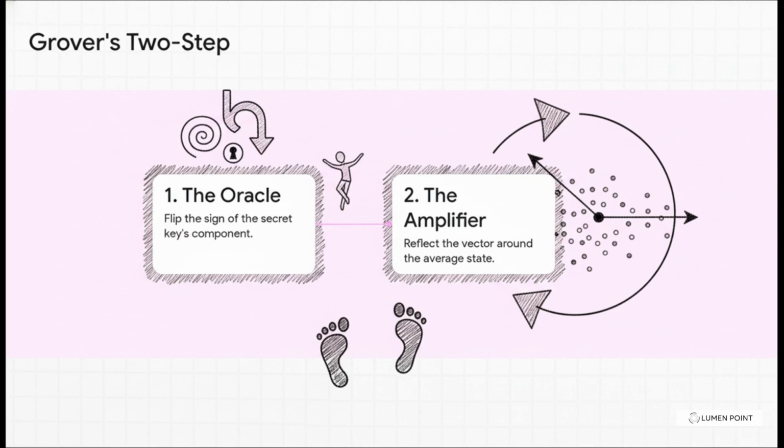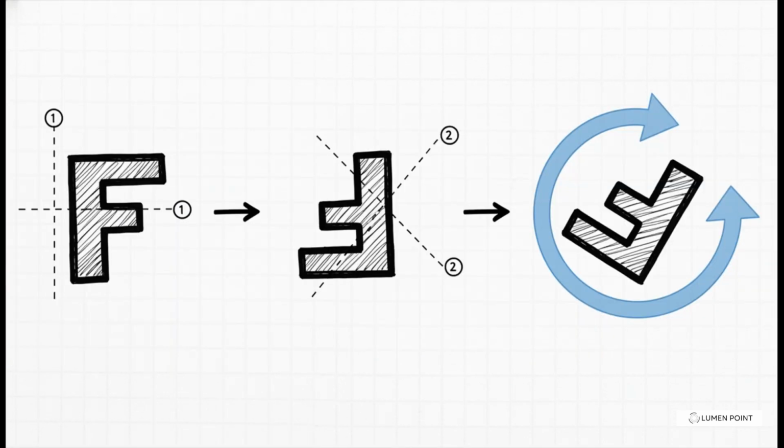Step 1, we use this thing called an oracle, and you can think of it like that digital lock from earlier. It knows the secret key, and when it finds it, all it does is flip the sign of that key's score in our big list of numbers. Step 2 takes that entire vector and reflects it around the average of all the scores, and then we just do it again. Repeat.